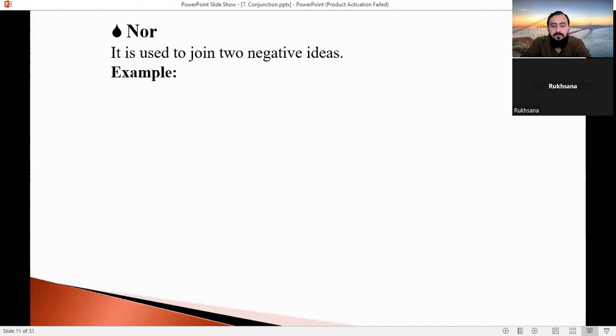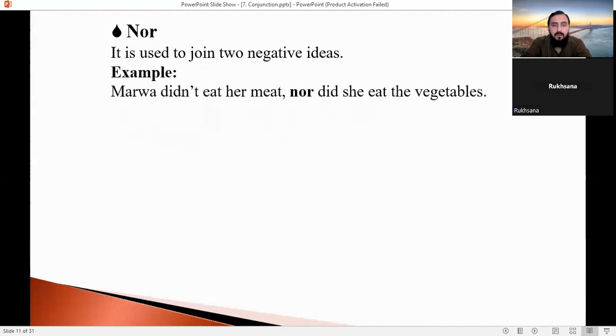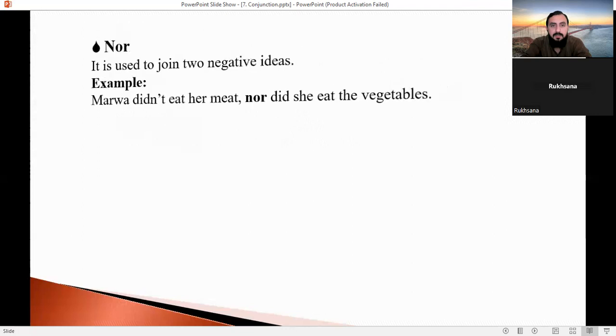Nor is used to join two negative ideas. For example, Marwa didn't eat her meat, nor did she eat the vegetables. So, nor did she. In the second clause, if you use nor, you must use an auxiliary plus subject plus the rest of the sentence. Okay. Next.